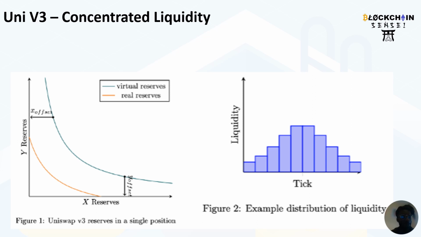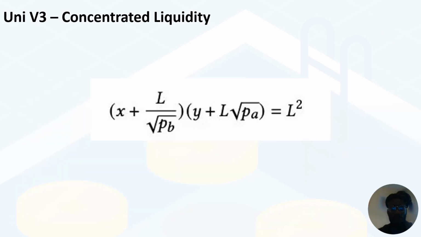So I'm not going to go over virtual and real reserves and ticks on this, but there's a lot of information you can find online to explain that, okay?